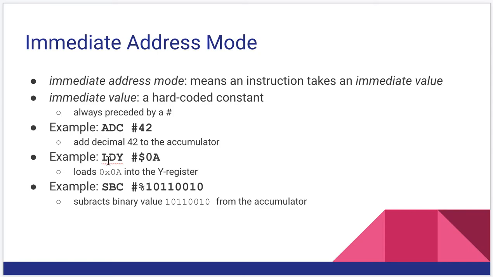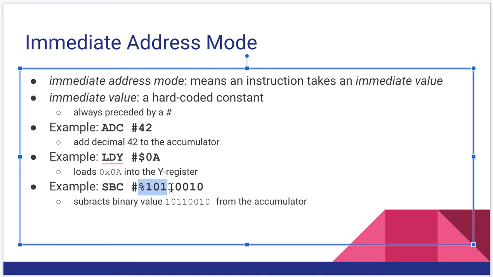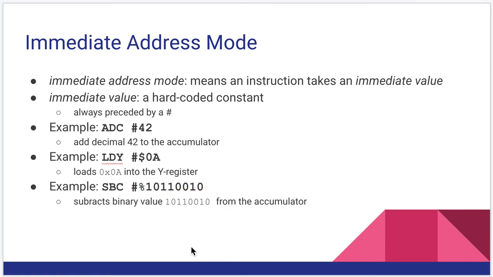If I wanted to use a hex value, say if I was loading something into the Y register, I still preface it with pound because that indicates immediate, and then give the hex value starting with a dollar sign. So pound dollar 0A would take the literal value 0A and put it into the Y register. It's not an address, it's a constant that's hard-coded into the assembly. We can do it with binary representation as well. So in this case, we're going to subtract with carry, pound percent 10110010, and the percent simply indicates that this is a binary value. All three of these different ways of representing integers, we can use as needed.